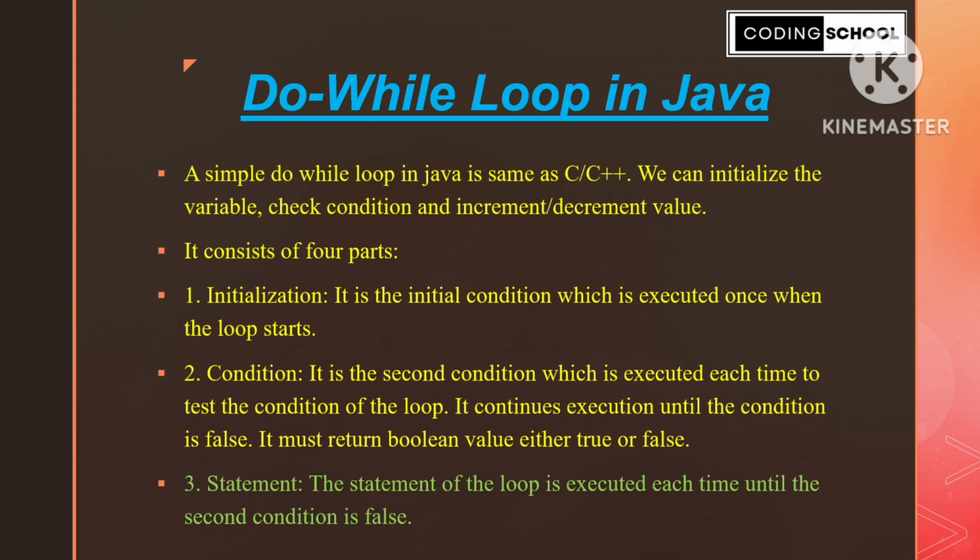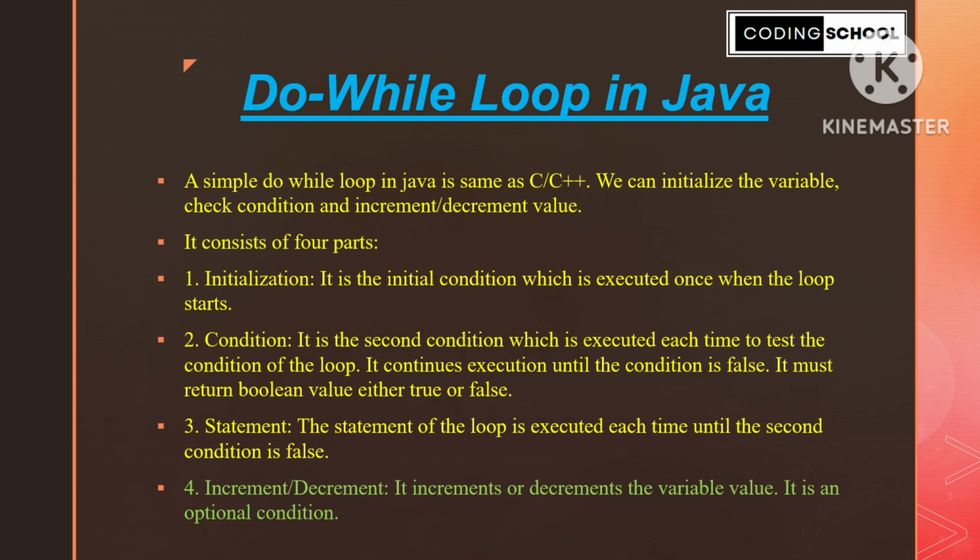Third is statements. The statements of the loop are executed each time until the second condition becomes false. Fourth part is increment or decrement. It increments or decrements the variable value. It is an optional part, but if we don't give this part, the loop will run infinitely.